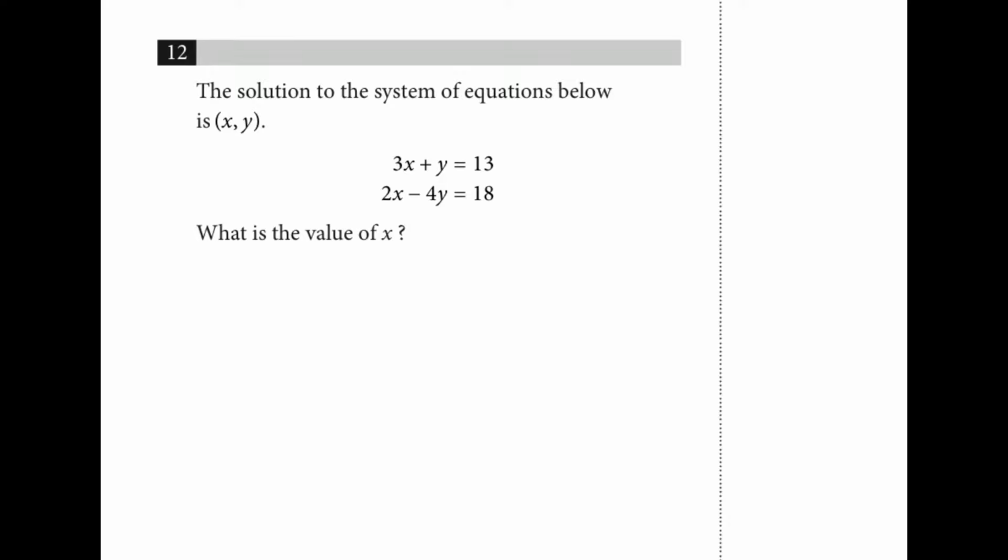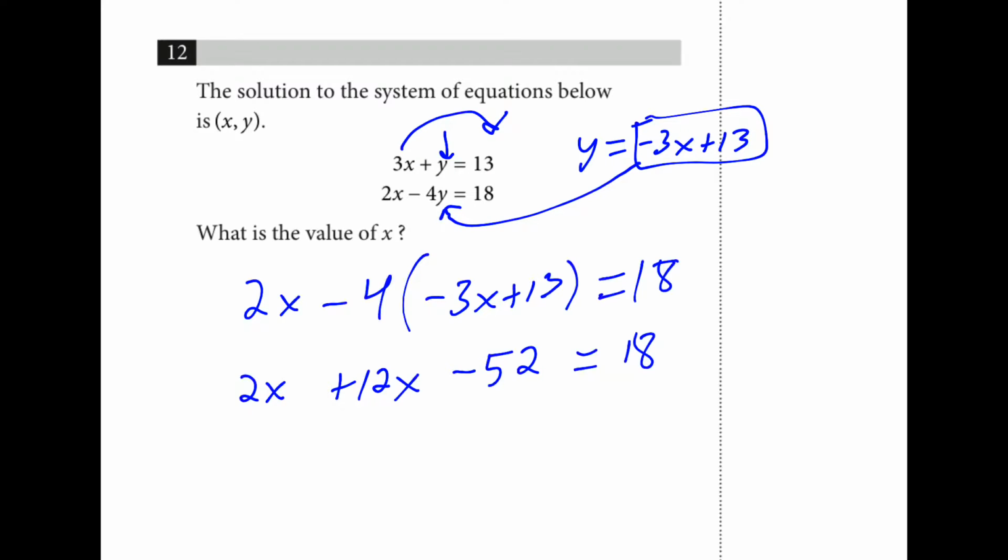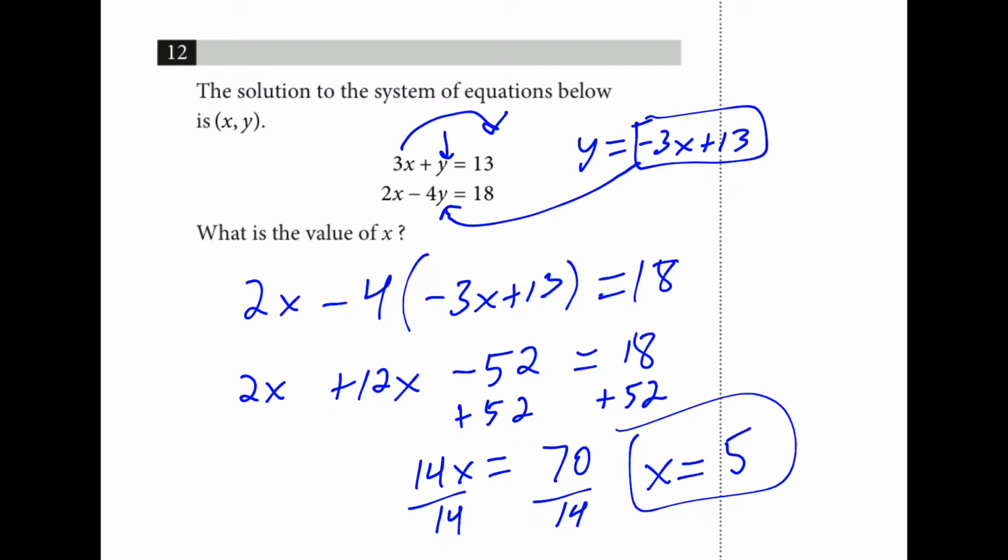Number 12 is a system of equations problem. I could use substitution or elimination. And I know that I want to cancel out the y's and just get an answer for x. So I notice this y in the top equation is all by itself. I could scoot over the 3x to the other side, and that would tell me what y is equal to. And I could use this as a replacement in this other equation. I could rewrite this as 2x minus 4 times the quantity, negative 3x plus 13, is equal to 18. If I distribute the negative 4, I get this. And if I combine like terms and solve, x is equal to 5.